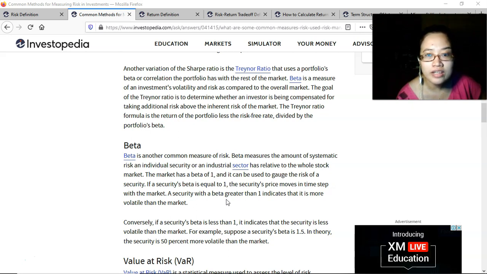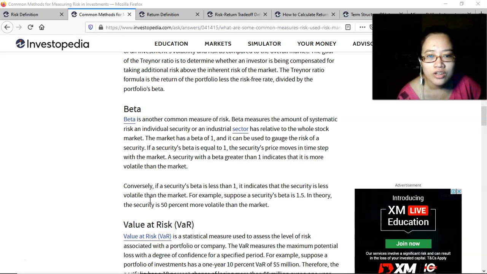A security with a beta greater than 1 indicates that it is more volatile than the market. So it doesn't necessarily mean that it's doing better than the market, but the volatility is higher than the market. Conversely, if a security's beta is less than 1, it indicates that the security is less volatile than the market. Okay, so if it's less than 1, probably it's more consistent with the rates of return that it's having.